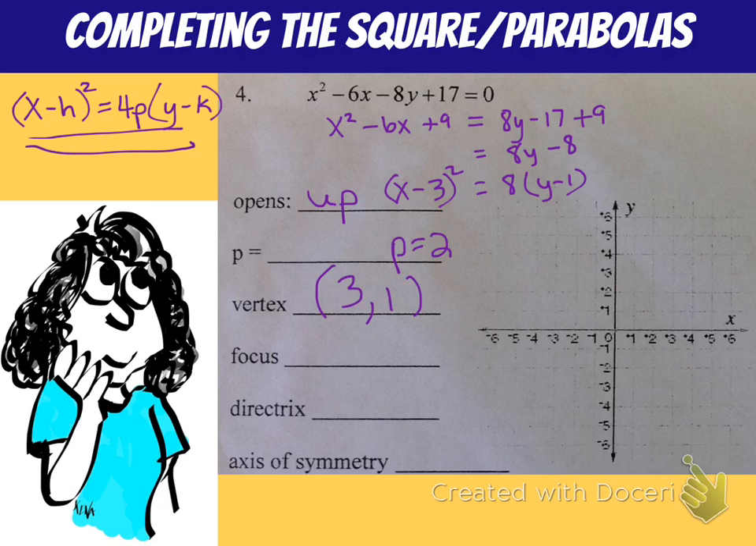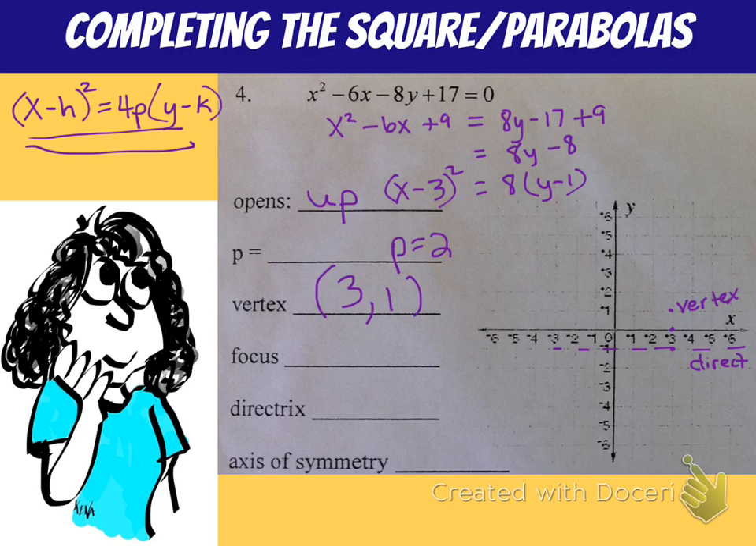Now, let's start putting some of the pieces together over here. Go over 3, up 1, put a dot, and what is the name of that dot? That is the vertex. Now, we know it opens up, and we know that p is equal to 2. So from the vertex, I'm counting down 1, 2. And I know since this points up, that right there, going through y equals negative 1, is going to be our directrix.